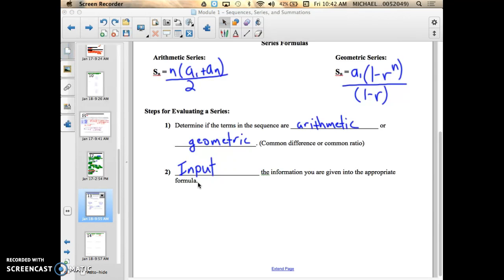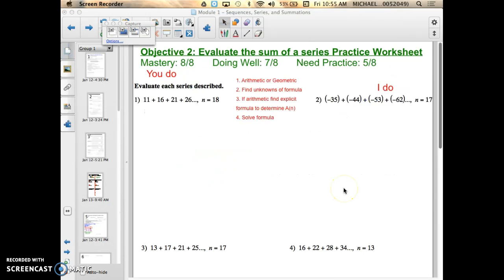So let's put all this into action. Objective 2 states to evaluate the sum of a series. And this is technically your practice worksheet as well, but I'm going to go over 2 different examples, and then I'm going to have you try 2 different examples within this video to check your understanding, and then you're going to try 8 problems on your own.